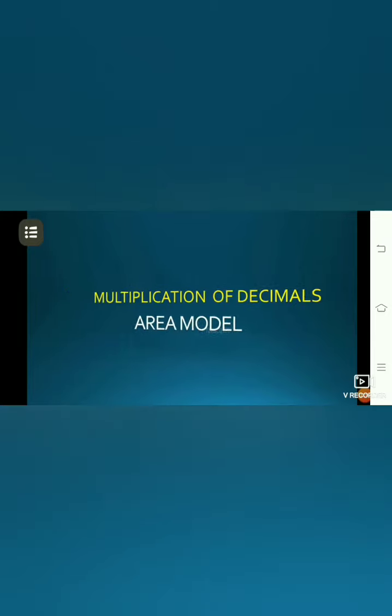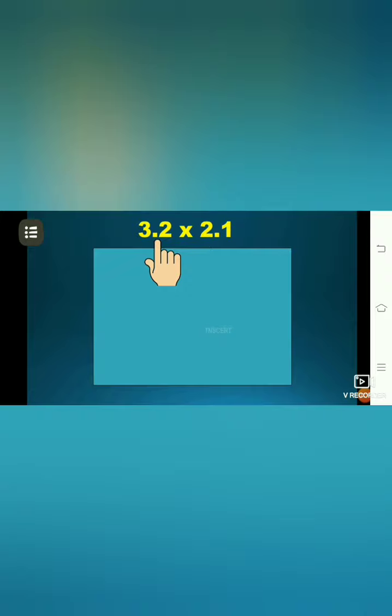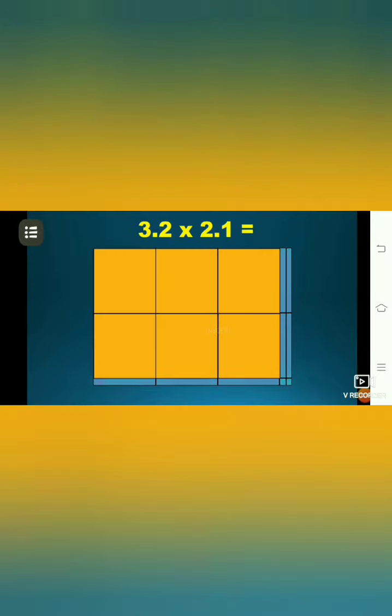Multiplication of decimals using area model. How will we multiply 3.2 and 2.1? First, let us try this using area model. Consider a rectangular portion as shown. 3.2 means 3 wholes and 2 tenths, isn't it? Split the rectangular portion along its length into 3 wholes and 2 tenths. Since 3 wholes and 2 tenths is multiplied by 2.1, split the same area along its breadth into 2 wholes and 1 tenth. Fill the similar portions with the same color.